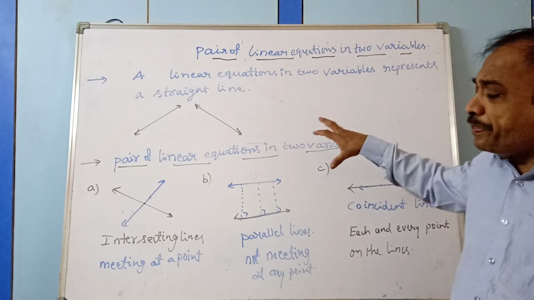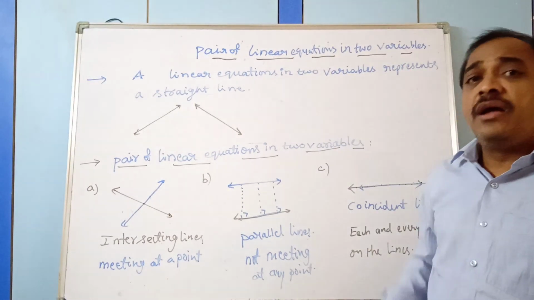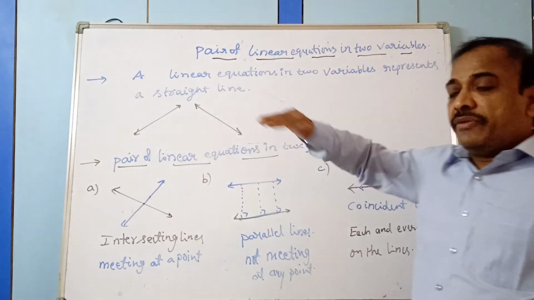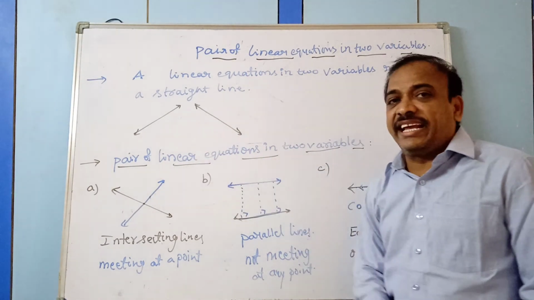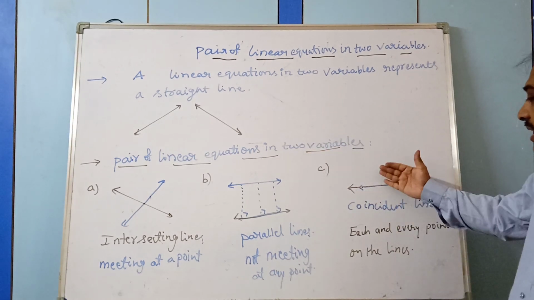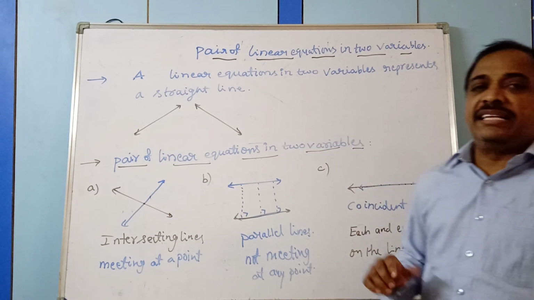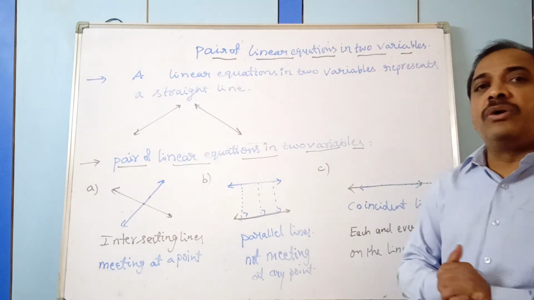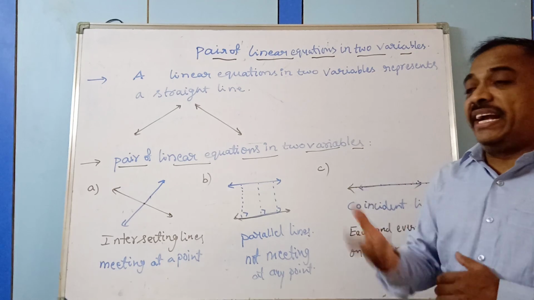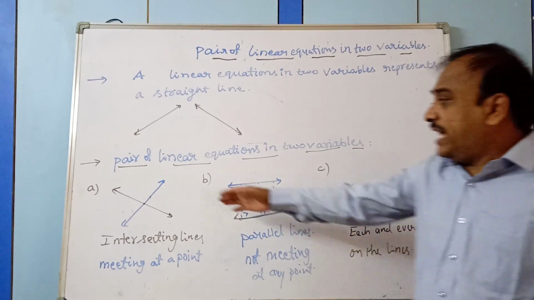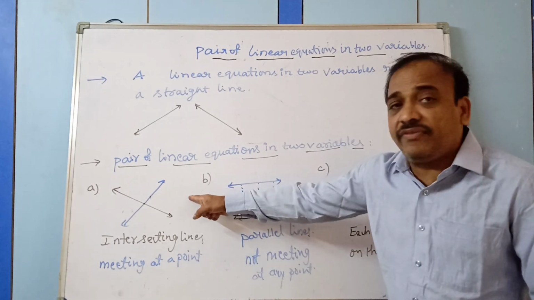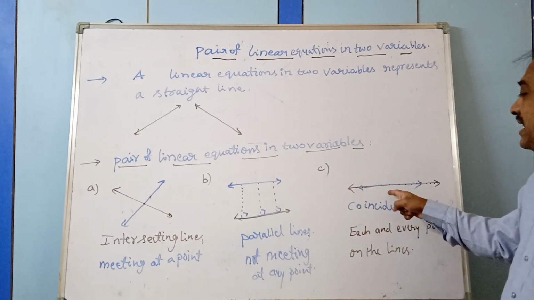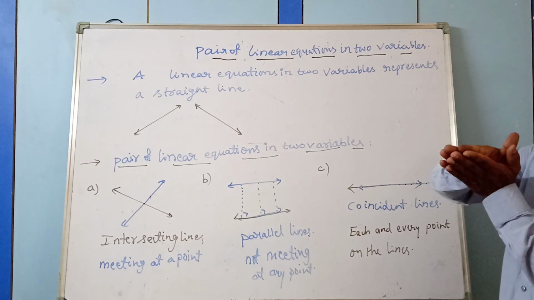And we have seen, if you represent two lines graphically, what are the ways they can be represented? This is intersecting lines, these are parallel lines and these are coincident lines. In the next session we will discuss the methods of finding the solution. If you represent this graphically, they definitely will meet at a point. These never meet at any point, and these will be overlapping coincident lines.